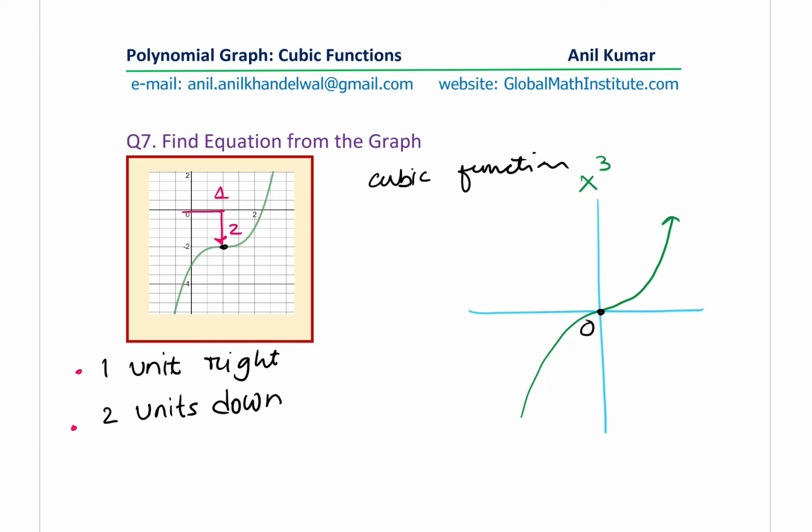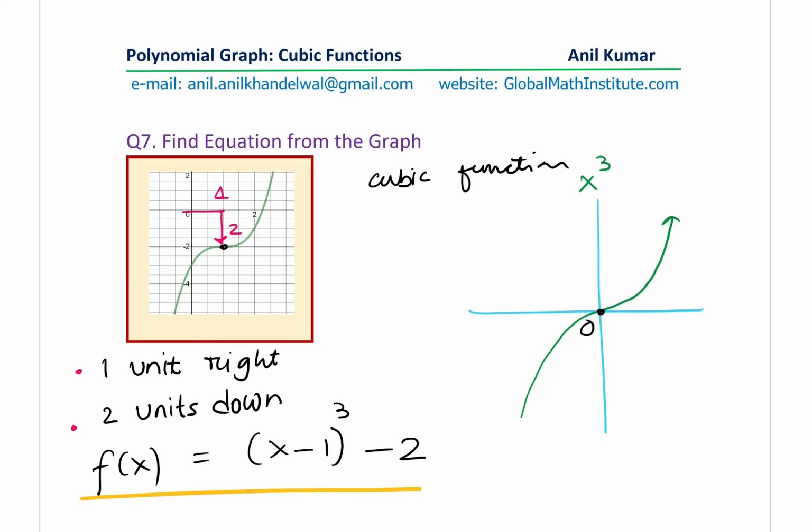So that tells you that the function f of x, which is definitely a cubic function from the graph itself, could be written as: 1 unit right means (x minus 1) whole cube, and 2 units down means minus 2. So that becomes the answer for the given question. Is that clear to you? So that is how, using transformations, we could get the equation from the given graph. Perfect.